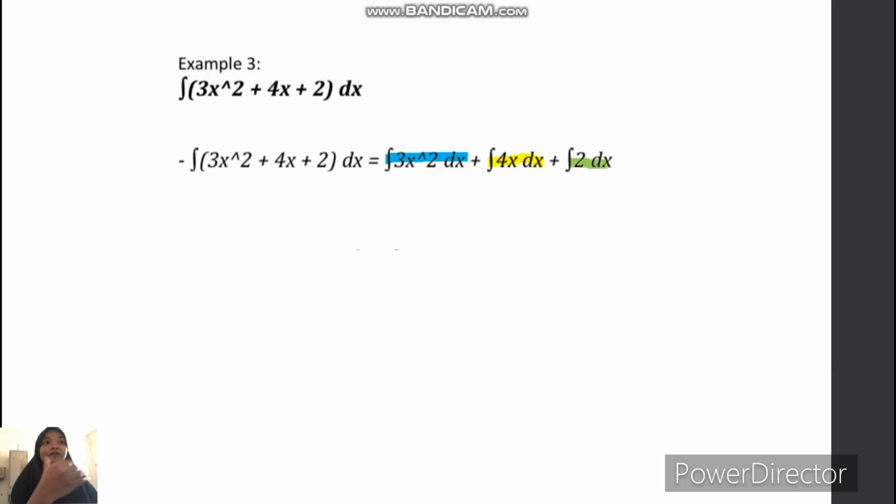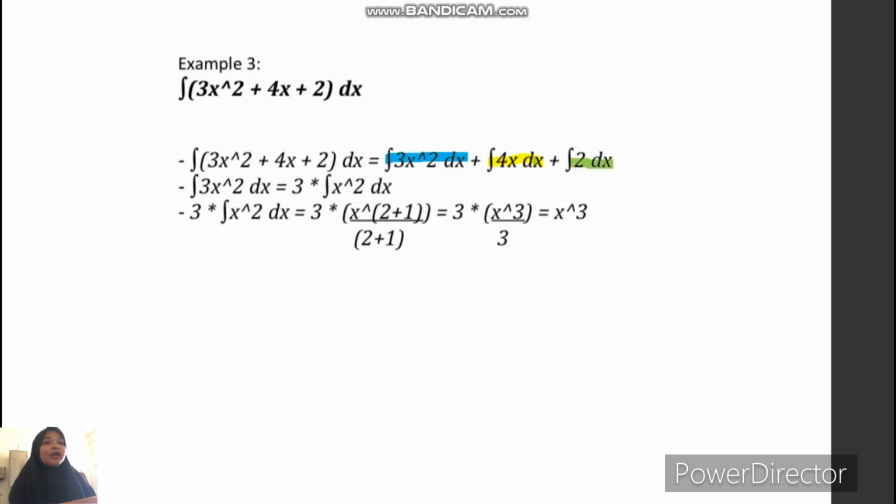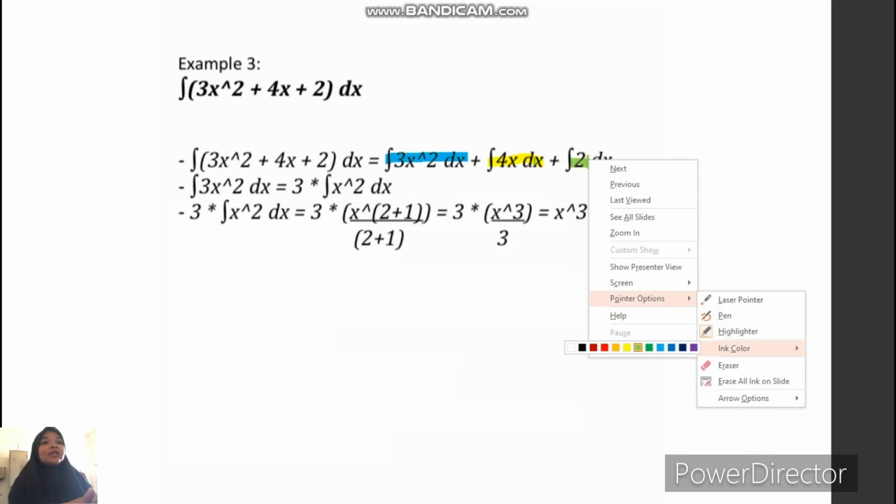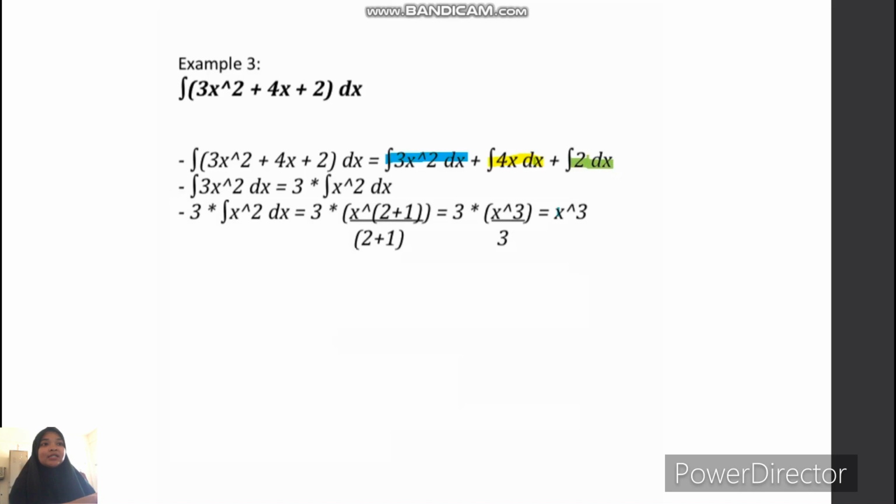Okay, so after we make it into terms, we must make it into x dx for each term. For the first term, we will get 3 times x power of 2 dx. So right now we know that the n for the first term is 2, so we can apply the power rule for the first term. So we will get x power of 3 for the first term. So this is the answer for the first term.